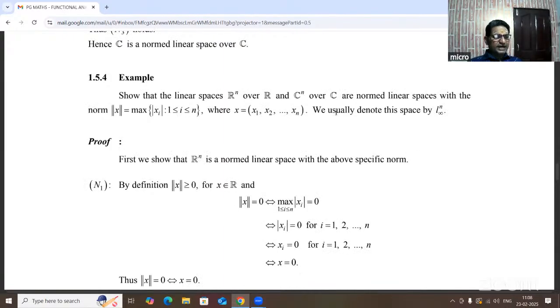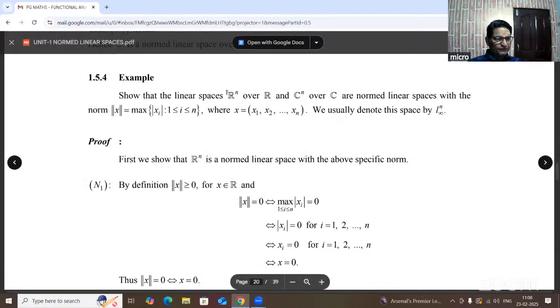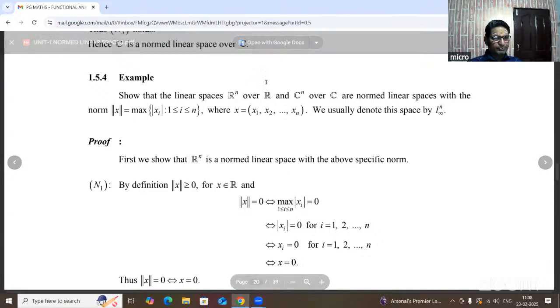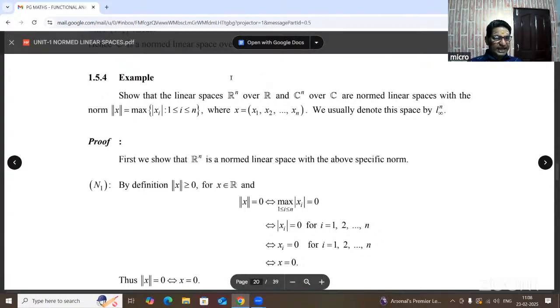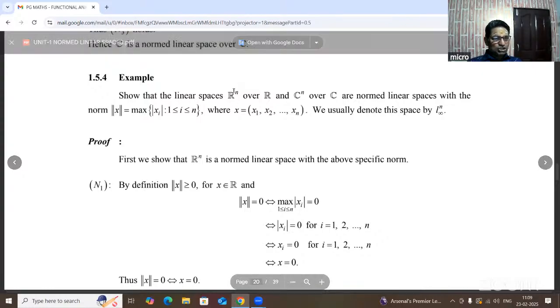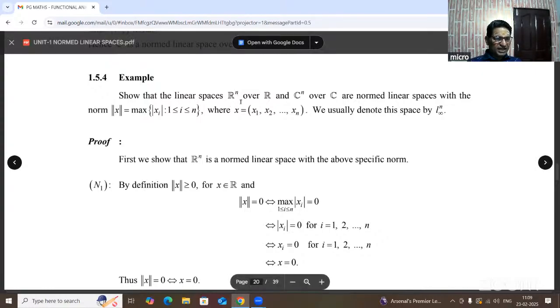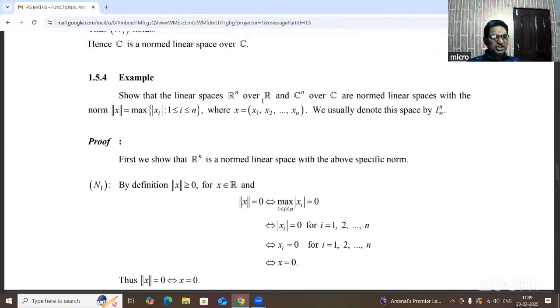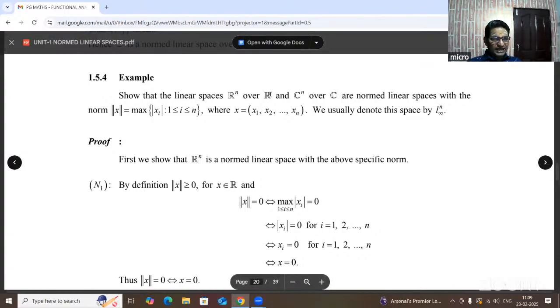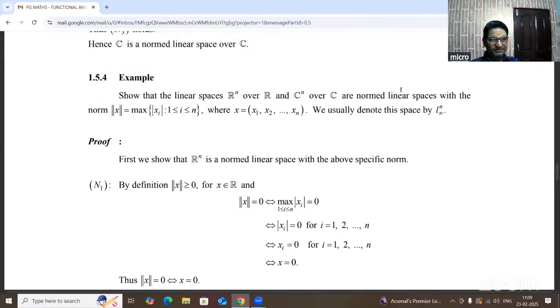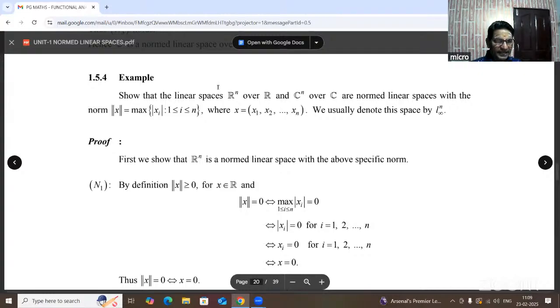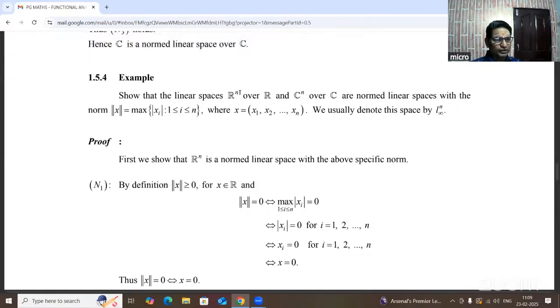In the same manner, see this one, 1.5.4. This is the n tuples of the real numbers over capital R. Taking n tuples means an n dimensional linear space. So we are taking the vector n tuples of real numbers over the field of real numbers, and n tuples of complex numbers over the field of complex numbers; both are also normal linear spaces. In the above expression only one dimension is there. Now here we replace n by 2, that is R square, the two-dimensional part.